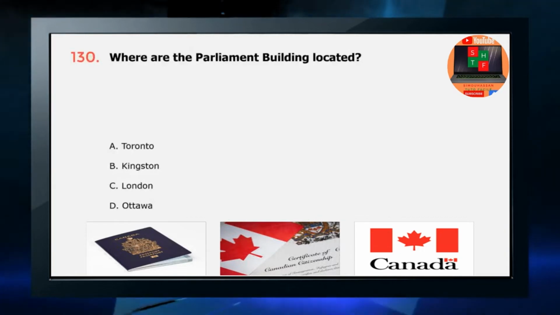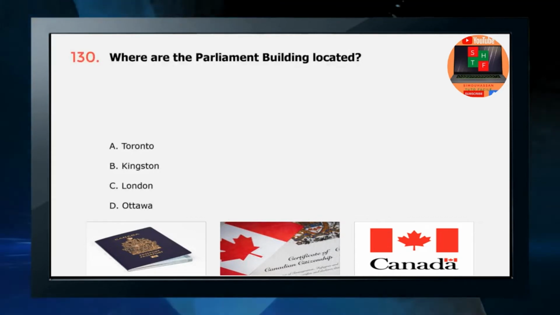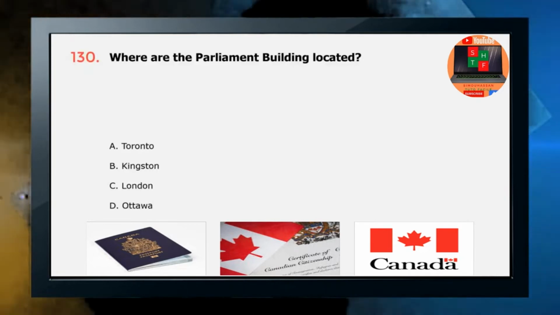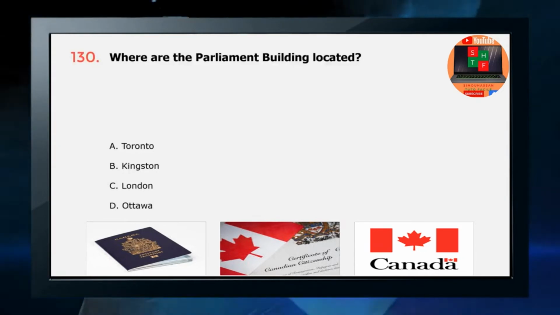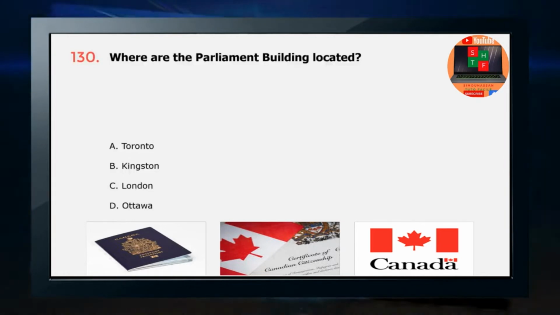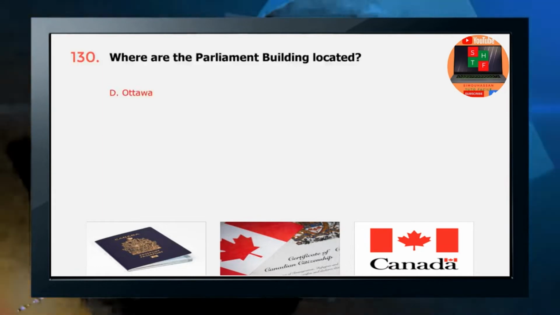Question 130. Where are the Parliament buildings located? A. Toronto. B. Kingston. C. London. D. Ottawa. The answer is D. Ottawa.